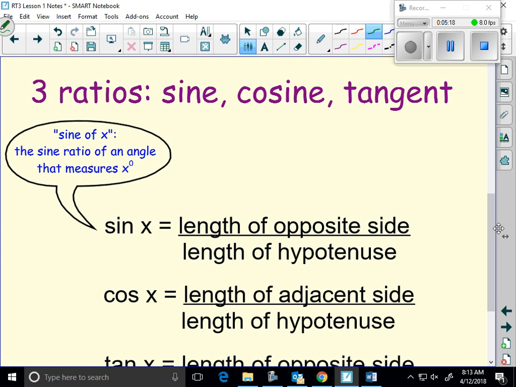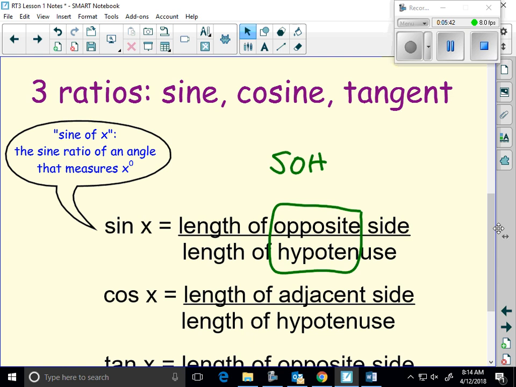Okay, how do you find the sine, cosine, and tangent ratio? You reference, first of all, the angle, and then you find the two sides that are important. So for sine, sine is always opposite over hypotenuse. Sohcahtoa. Nick says Sohcahtoa, and he's right. Cosine is adjacent over hypotenuse, and tangent is opposite over adjacent. Okay, that's how you get your ratios.